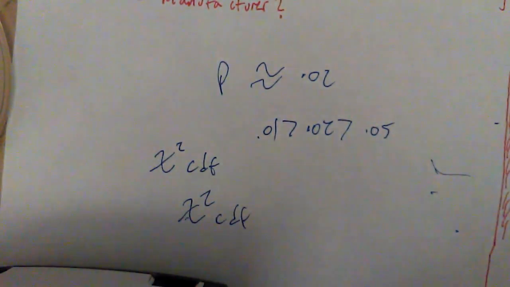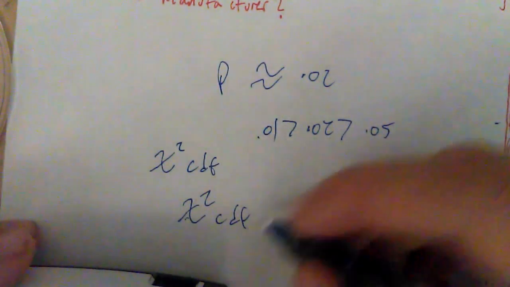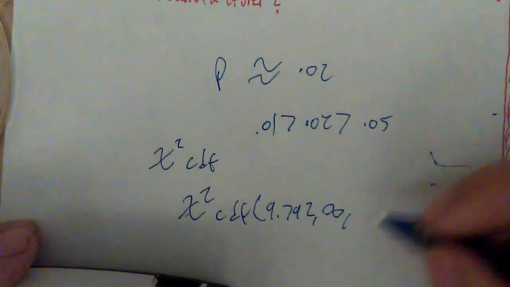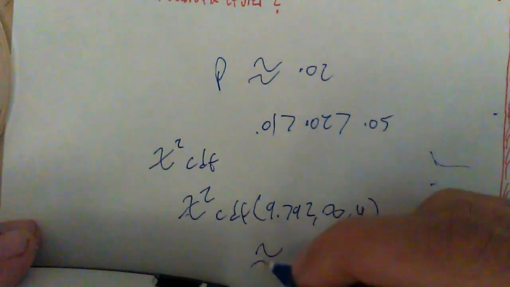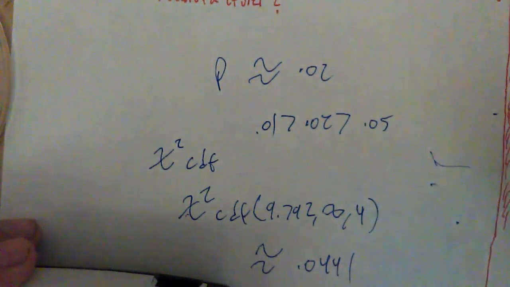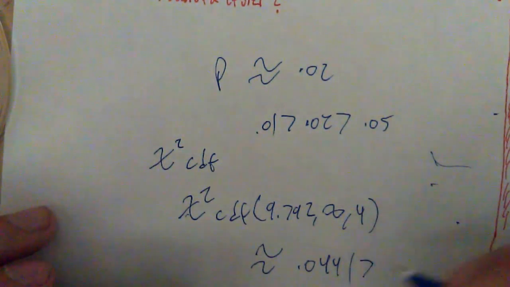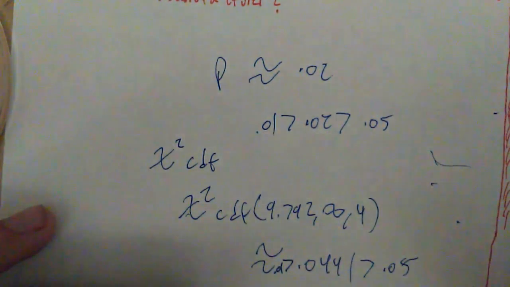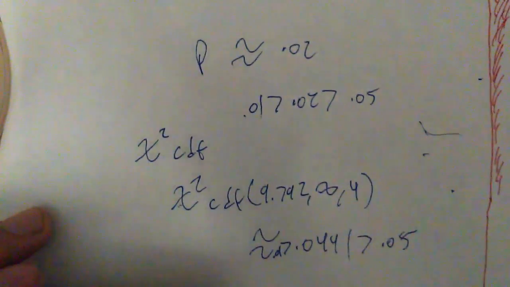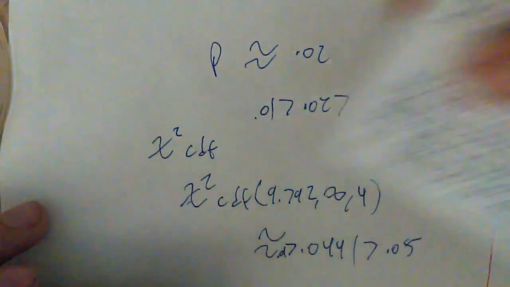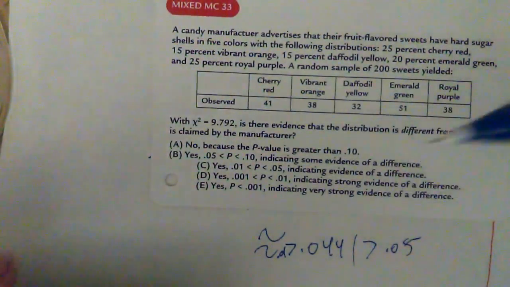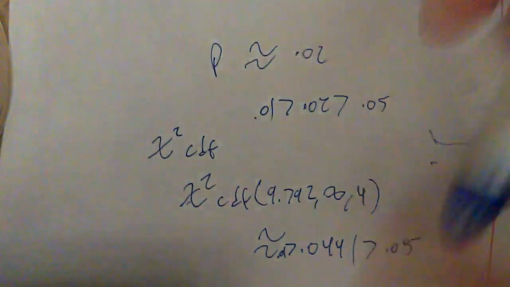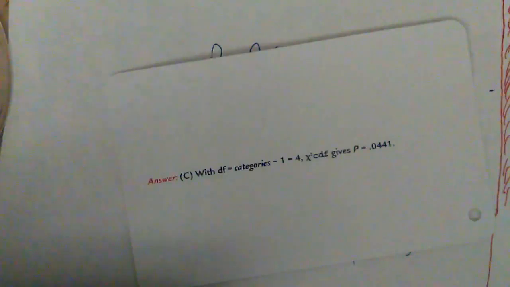It was close enough. So it gives you roughly 0.0441, which is less than 0.05, but is still greater than 0.01. So therefore, it's still reasonable evidence to reject. So the answer choice would end up being C: Yes, 0.01 is less than P, which is less than 0.05, indicating evidence of a difference. Flip over the card. The answer is C. Sweet.